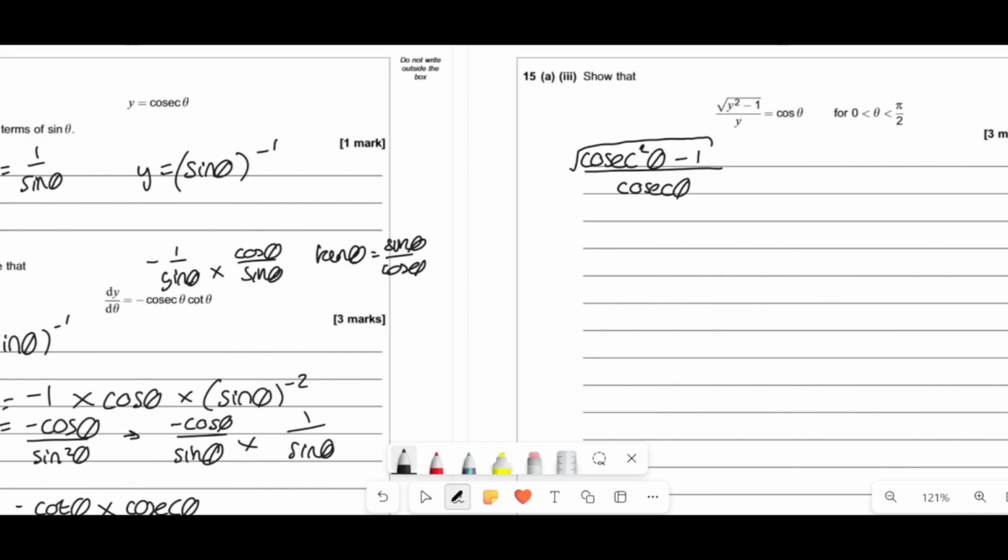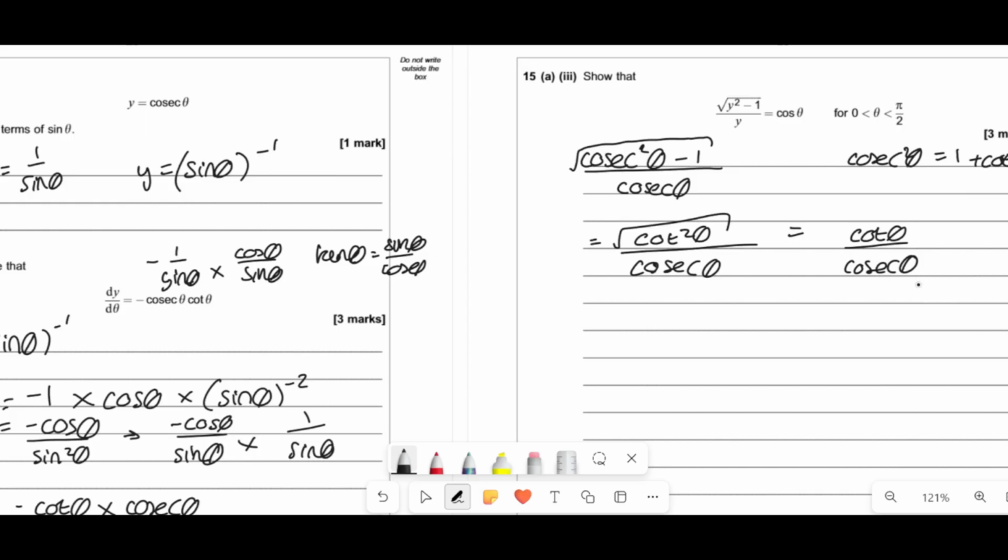Well, one of the identities we have is that cosec squared theta equals 1 plus cot squared theta. So if that becomes 1 plus cot squared theta minus 1, then what we end up with is the square root of cot squared theta over cosec theta, which is then cot theta over cosec theta.